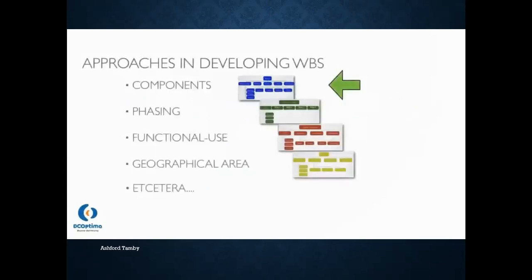That is the component approach. The phasing approach is appropriate for a very large construction project, and can be used as well for some software development projects. The functional use approach is suitable for constructing a process manufacturing facility, like a petrochemical plant or cement plant. The geographical area approach is good for a project with a large area coverage. Of course, besides those approaches, there are many other approaches, including combinations of them, in developing a WBS.